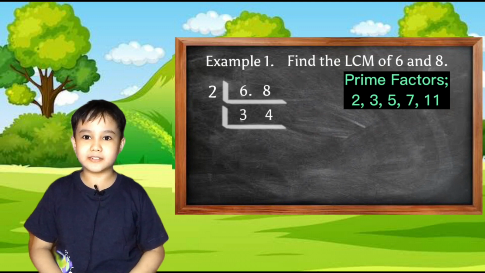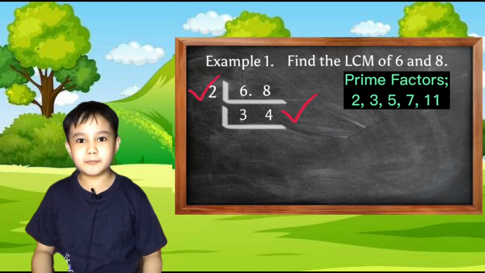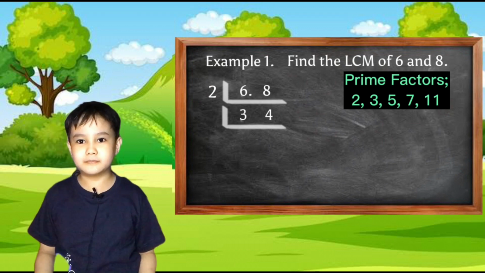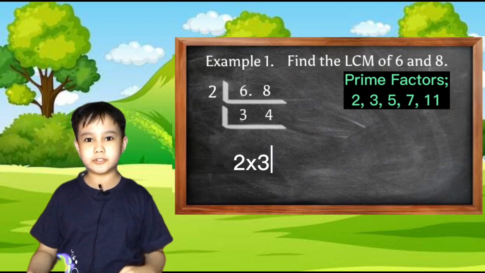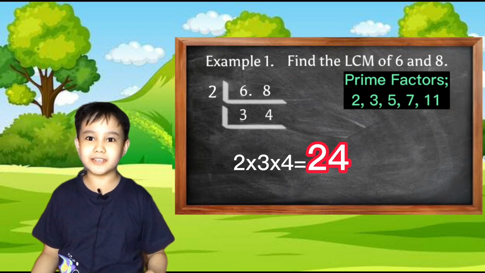Next to do is to take the number on the side as well as the numbers below, and we will multiply them. 2 times 3 times 4 equals 24. So the LCM of 6 and 8 is 24.